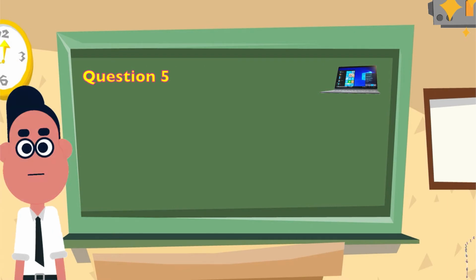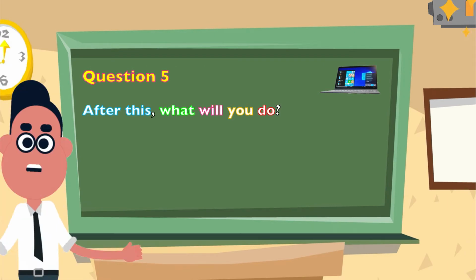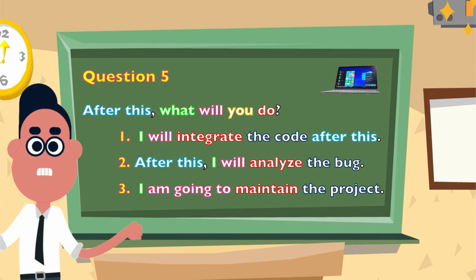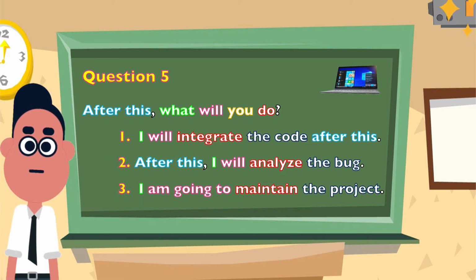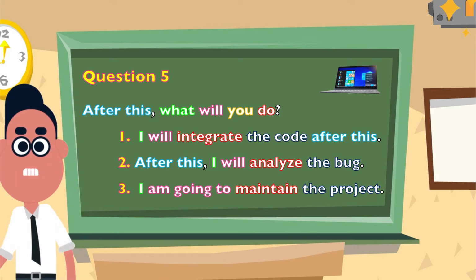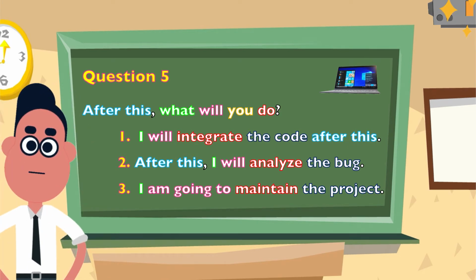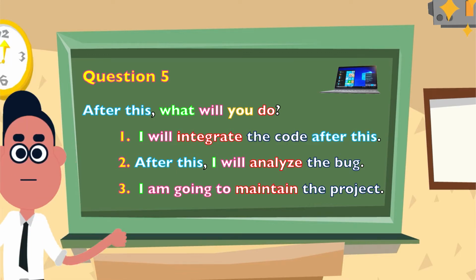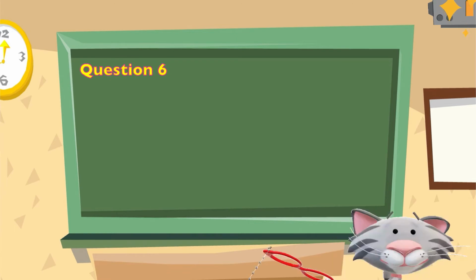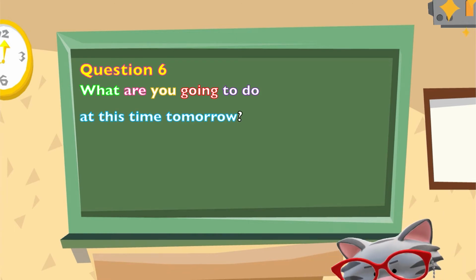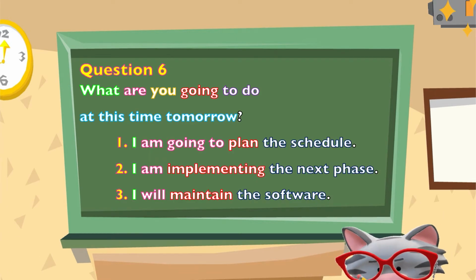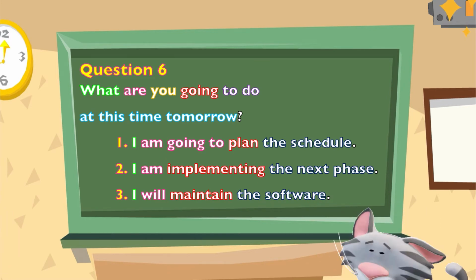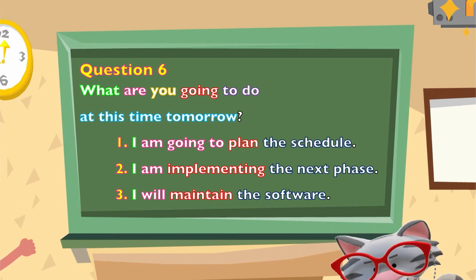But we are also looking at verb tense here. And in this example, verb tense is talking about the future. So in verb tense, you can talk about the past, the present, and the future. I will integrate the code after this. After this, I will analyze the bug. I'm going to maintain the project. They're all for future tense. And question 6, much the same. Future tense. Okay, and we'll look more at that in the grammar and the reading, and the writing, and the dialogues.